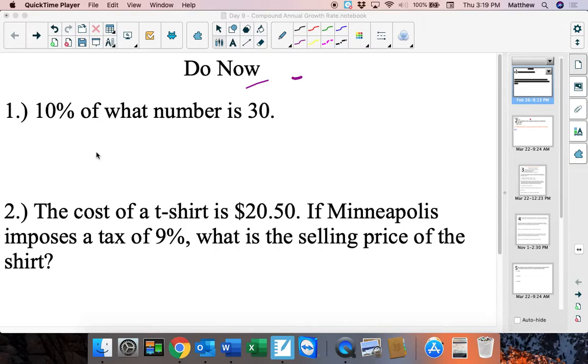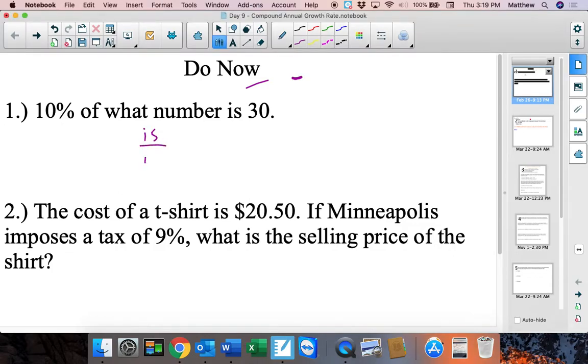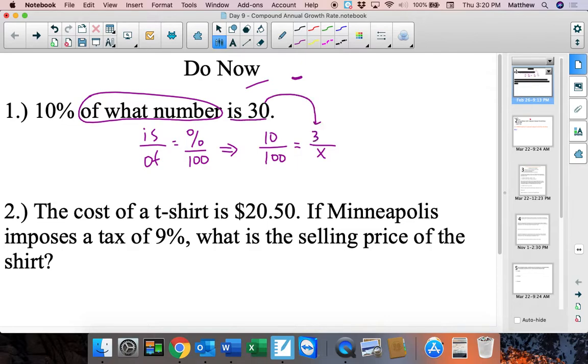The first one says 10% of what number is 30. Now there's a couple of different ways to do it. The is over of equals percent over 100 is something we've done in the past. And so in this case, 10%, so I have my percent, 10 over 100, equivalent fraction. What number is 30? I don't know the of, it says of what number. Of what number is x. The 30 goes right here. So we have an equivalent fraction.